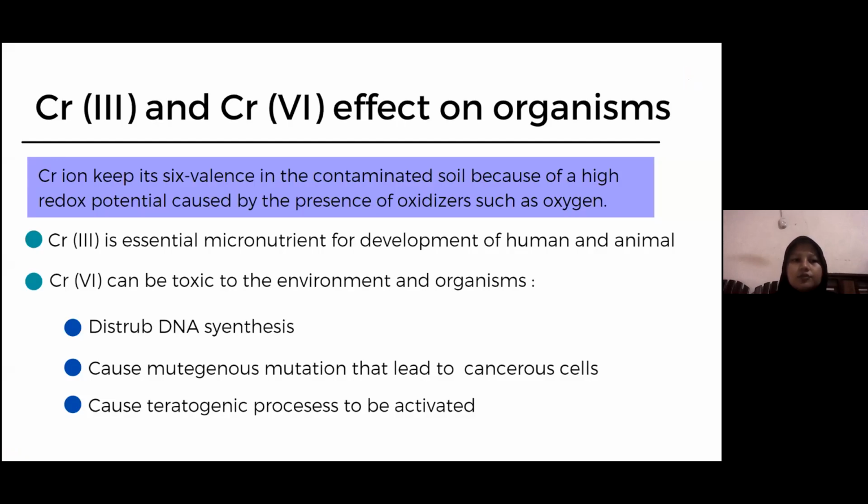So for chromium-3 and chromium-6, the effect on organisms is that Cr ions keep the 6 valence in contaminated soil because of a high redox potential caused by the presence of oxidizers such as oxygen. Chromium-3 is an essential micronutrient for the development of humans and animals, and chromium-6 can be toxic to the environment and organisms, like disrupting DNA synthesis, causing mutagenic mutation that leads to cancer cells, and causing teratogenic processes to be activated.